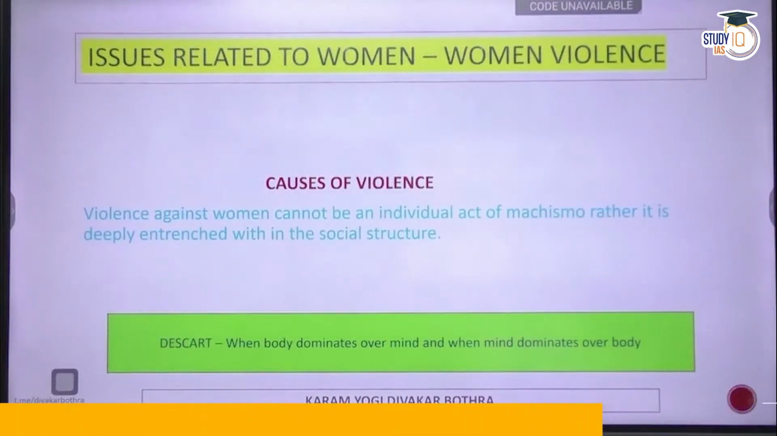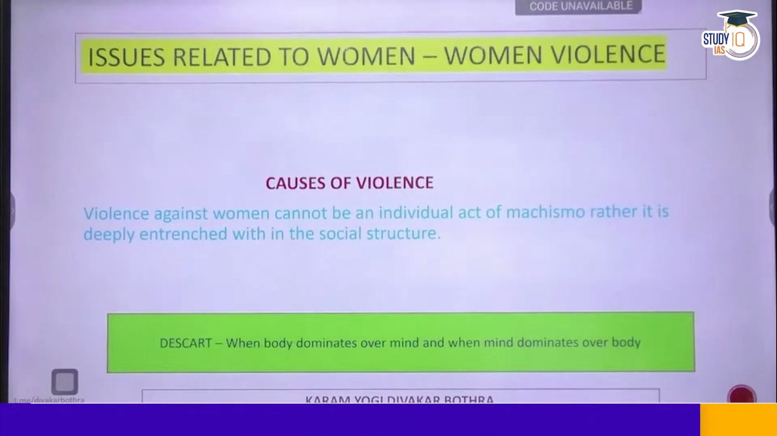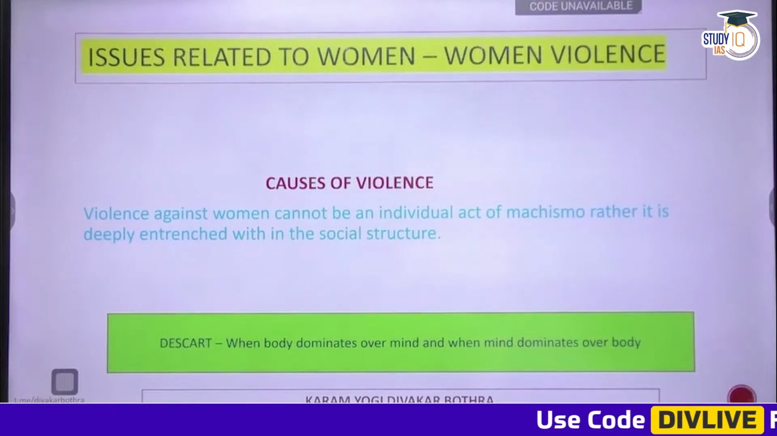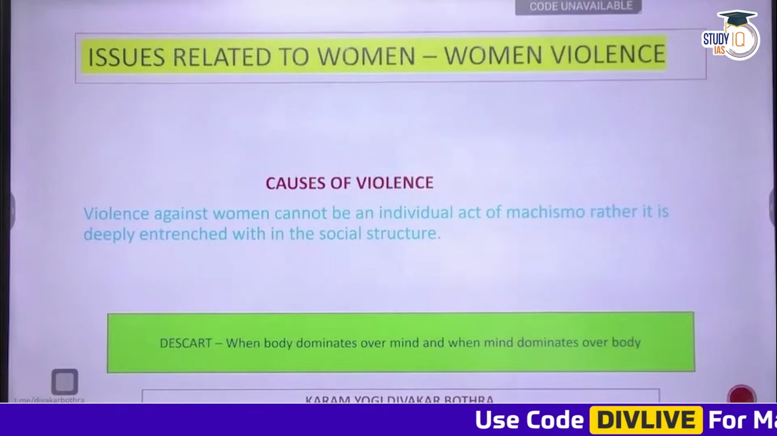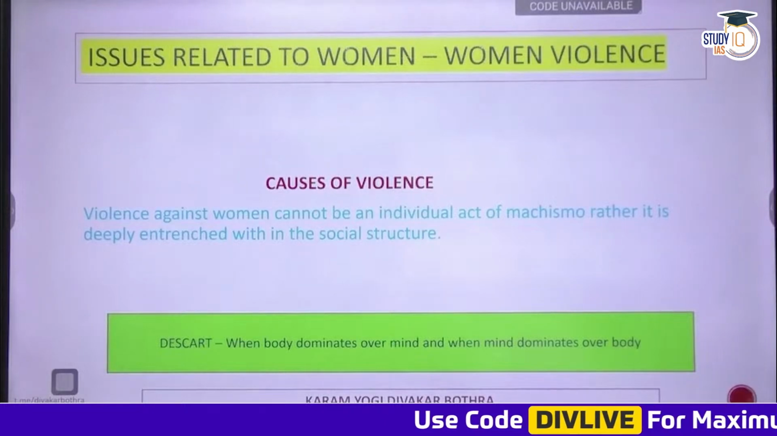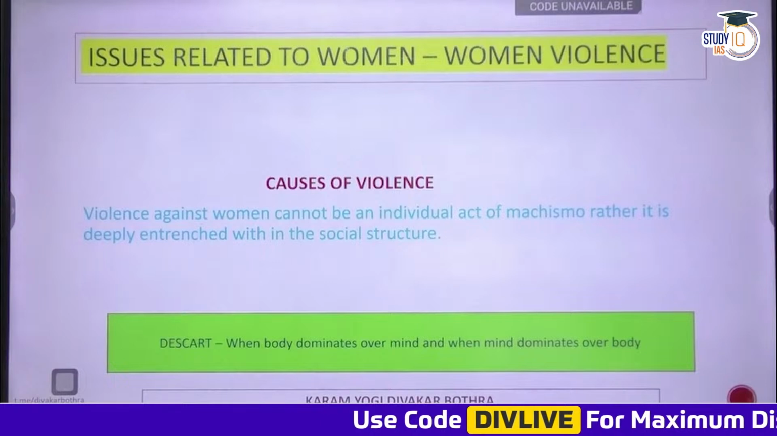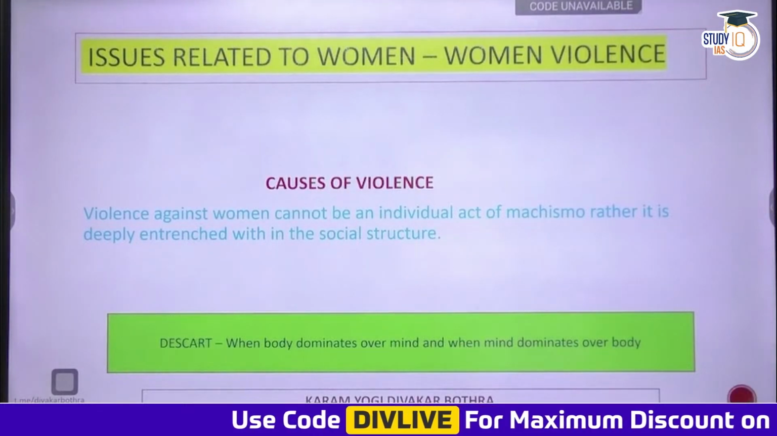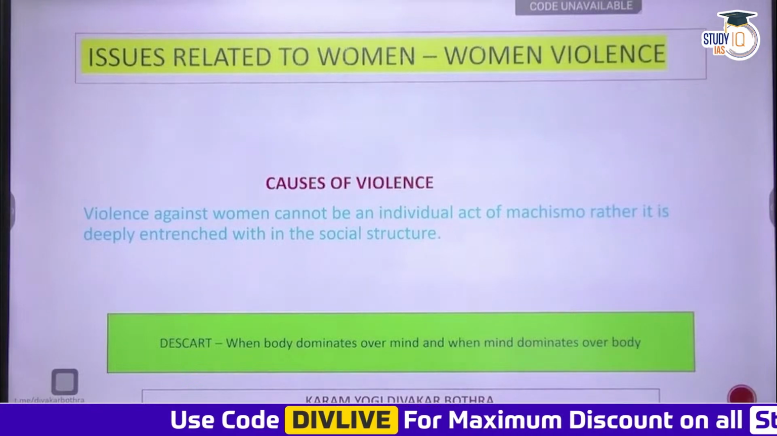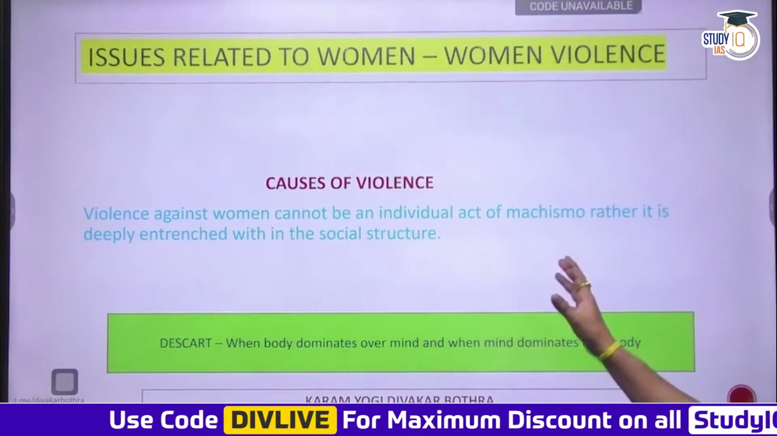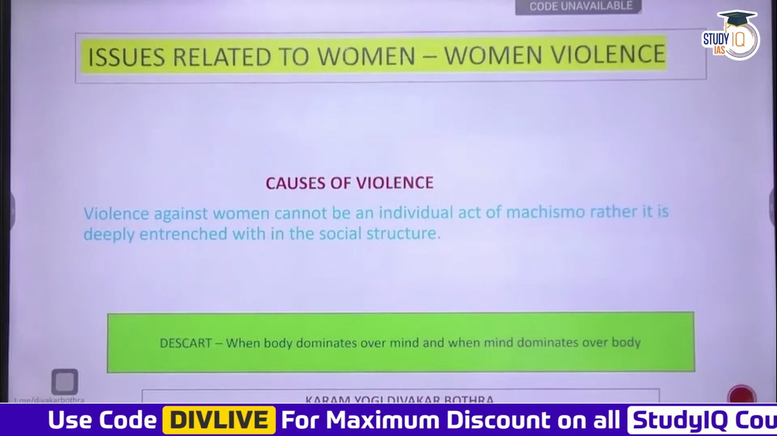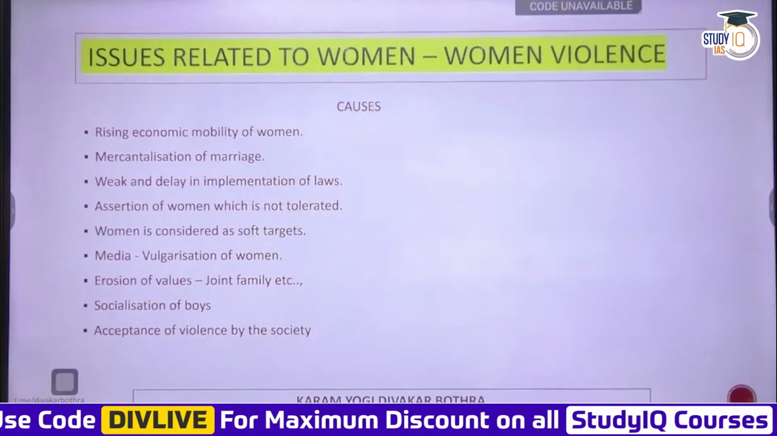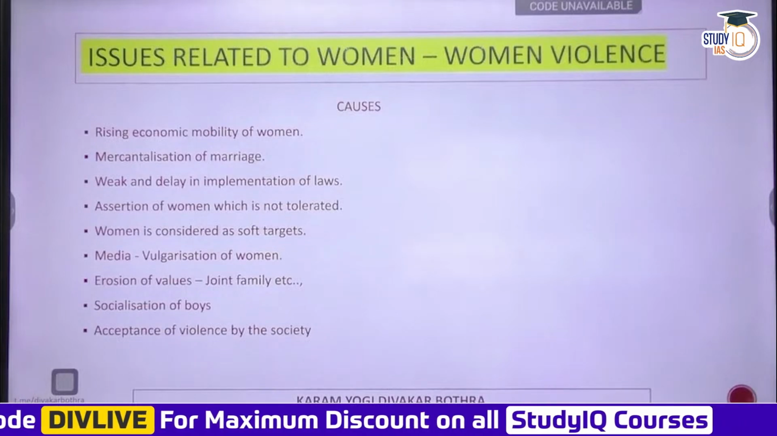Now, what are the causes of violence? The statement which I've written here in blue is my personal understanding. Violence against women cannot be an individual act of machismo. Rather, it is deeply imbibed in the social value system of a society. That means violence against women is not because of individual masculinity or its assertion. Rather, the violence against women exists because society has accepted the violence.